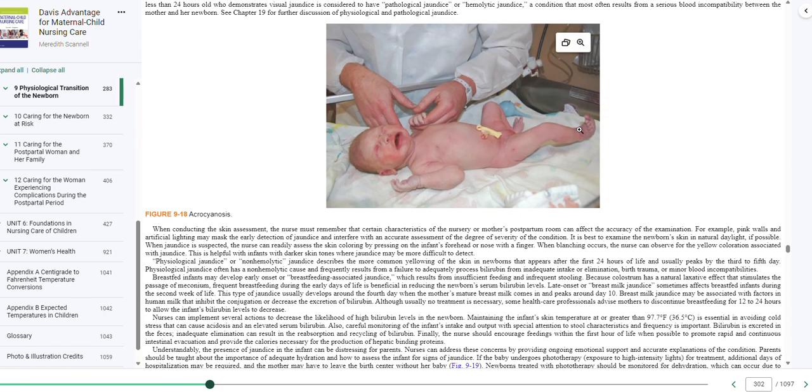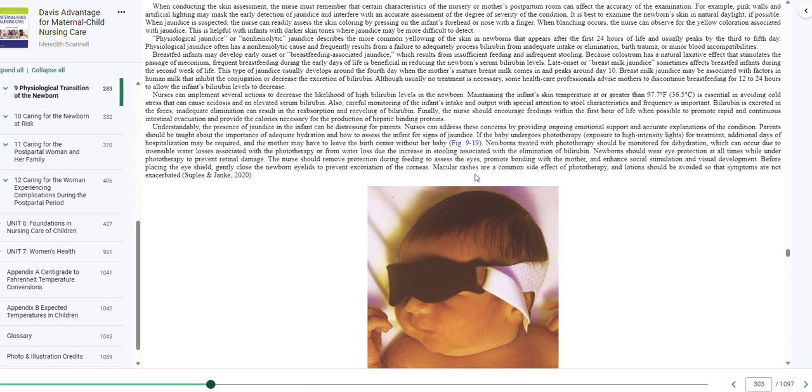Acrocyanosis, this is where you have the blue feet and blue hands maybe and a pink body. If you'll look at page 303, it's about the second full paragraph that starts with physiological jaundice, about the second sentence down.